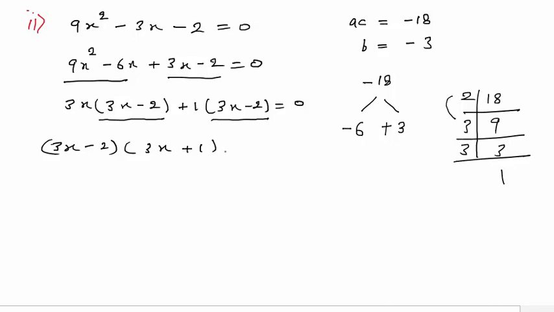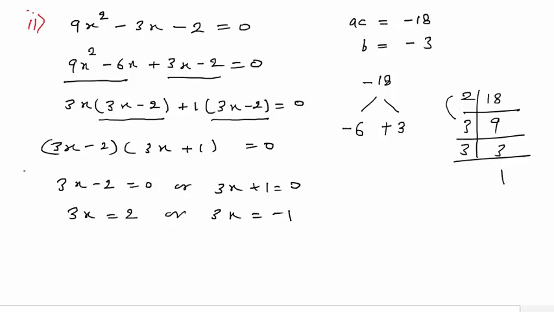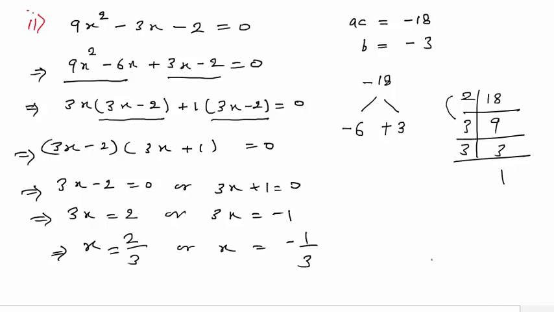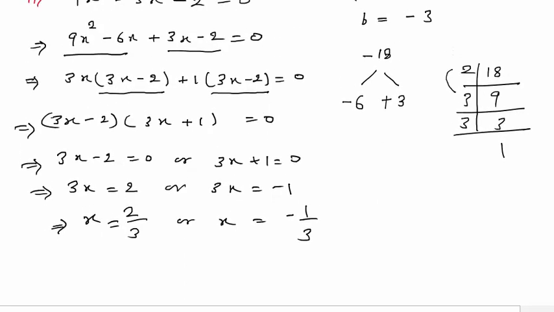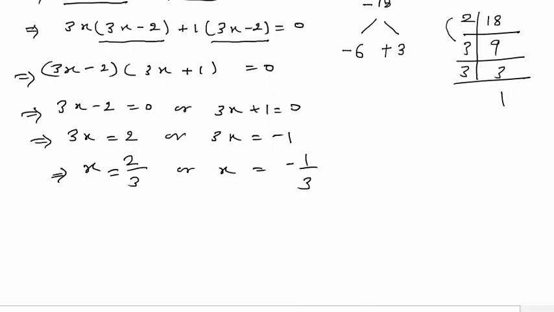and plus 1 on this side, so I will say that 3x minus 2 equal to 0 or 3x plus 1 equal to 0. This will give me 3x equal to 2 or 3x equal to minus 1. So therefore, this implies that x is equal to 2 divided by 3 or x is equal to minus 1 divided by 3. I hope now you are comfortable to find the factors and how to find the solutions. Let us go to the next problem.